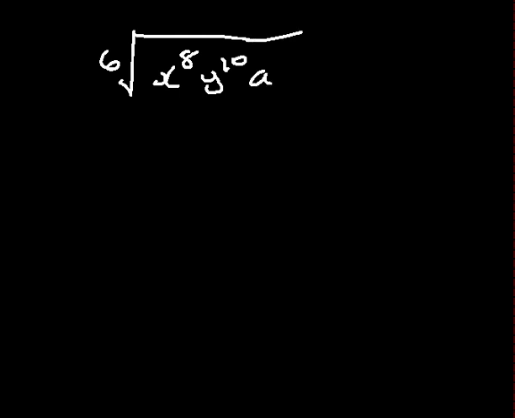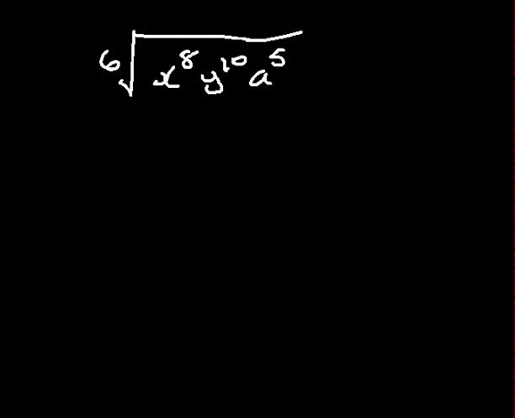And what if, let's say, we have something like this? Let's say we have the 6th root of x to the power 8, and y to the power 10, and a to the power 5. So how do you think we should rationalize this case? As you can see, the root is 6, but we have x to the power 8, y to the power 10, and a to the power 5. So how should we ensure that all these have power 6?